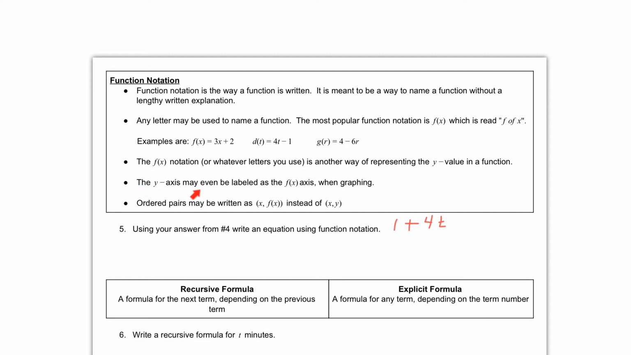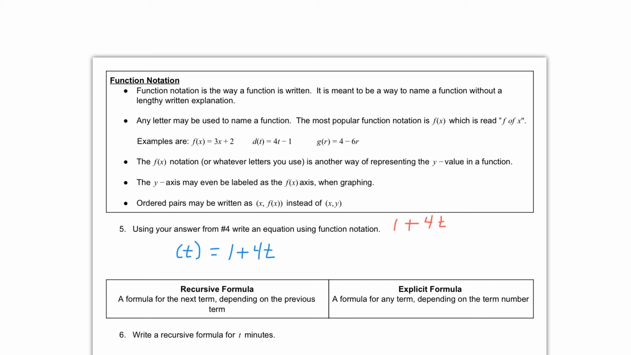The y-axis may even be labeled as the f of x axis if you are graphing. And ordered pairs may be written as x comma f of x instead of x comma y. So if we think about that, we know that in our equation, we want t as our variable on the right side, similar to what we had right here. So inside the parentheses, we know we're going to want a t on this side, and on the right-hand side, we have our 1 plus 4t.